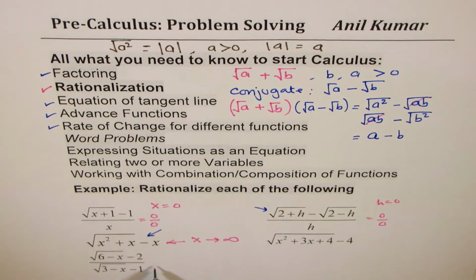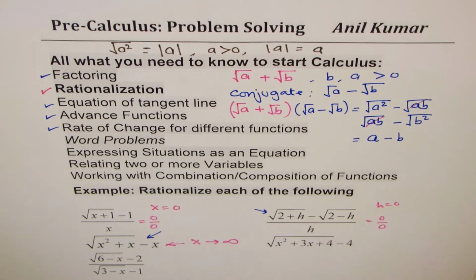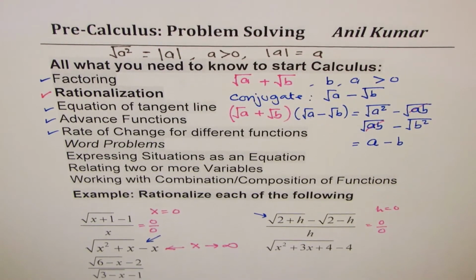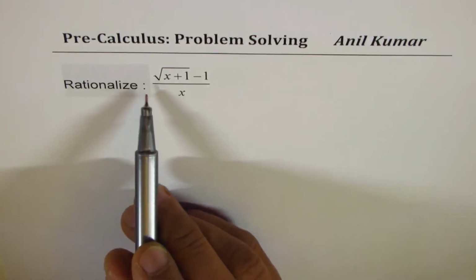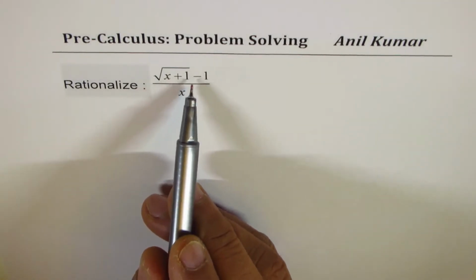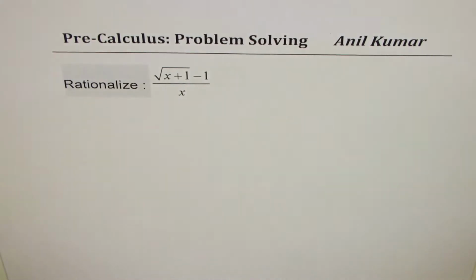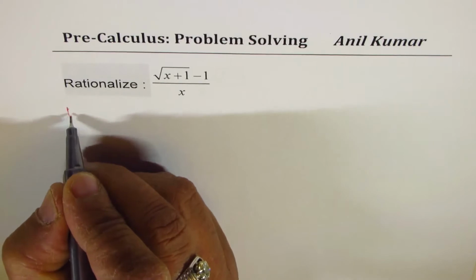And here is a very typical one where we are going to rationalize both numerator and denominator. So let's take them one by one and see their importance. I hope this video will help you much more than the previous one. So we'll take up the very first example, which is rationalize square root of x plus 1 minus 1 over x. Now let's first talk about its importance.